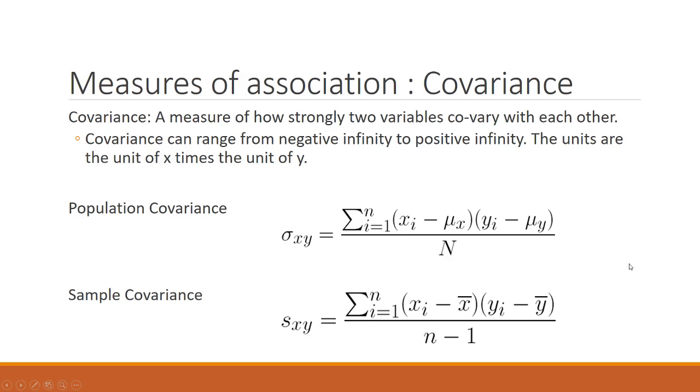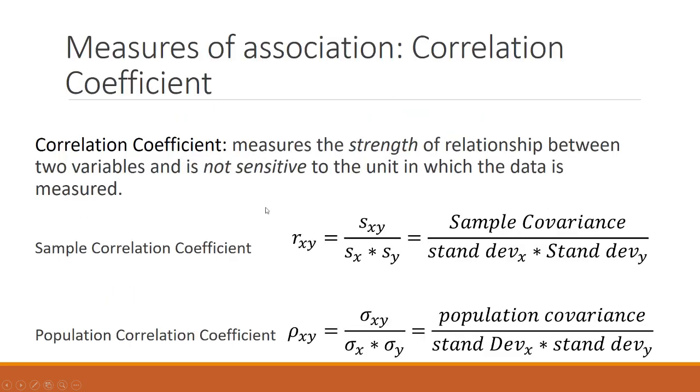But a more intuitive measurement of correlation is the correlation coefficient. This measures the strength of the relationship between two variables, and it's not sensitive to the unit in which the data is measured. This is a really nice measurement of correlation, and it'll come back up when we look at regression analysis and do our econometrics. The sample correlation coefficient, or the correlation coefficient in general, is the covariance divided by the standard deviation of the variable x times the standard deviation of the variable y.